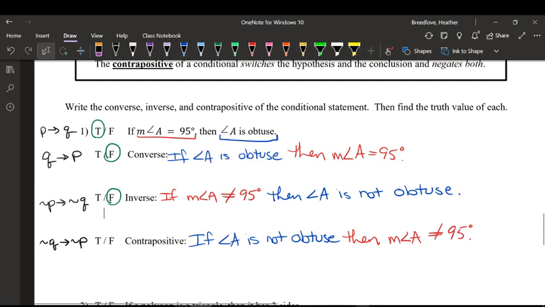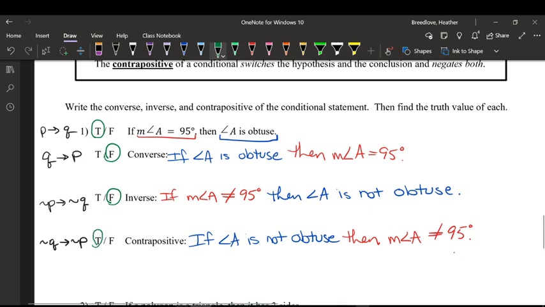All right, so then the contrapositive: if angle A is not obtuse, then the measure of angle A is not 95 degrees. Well, that's true, because if it was 95 degrees, then it would be obtuse, right? So if it's not obtuse, then it's not 95. We're not talking about what it is, it's just not 95. So this is true.